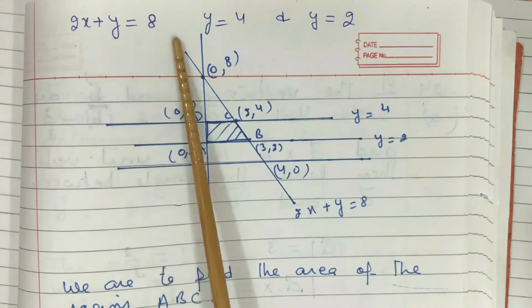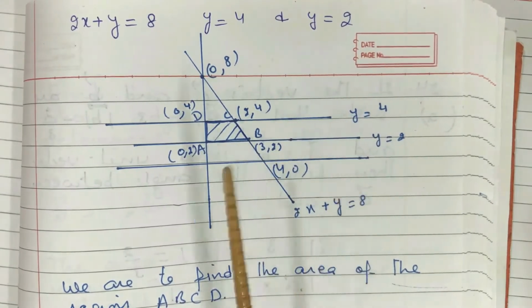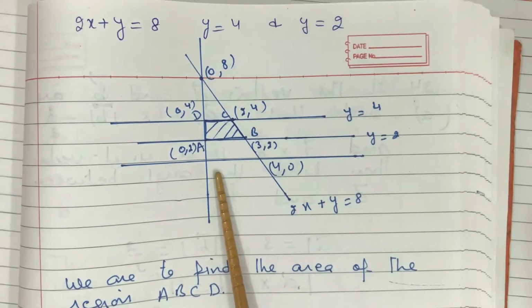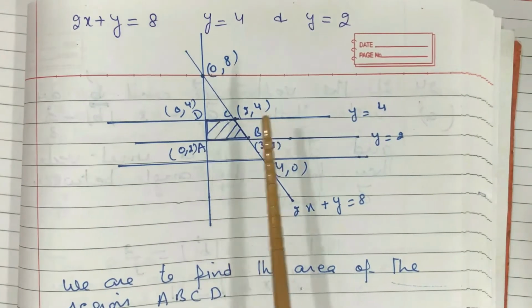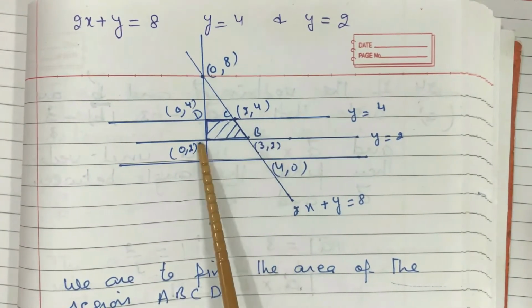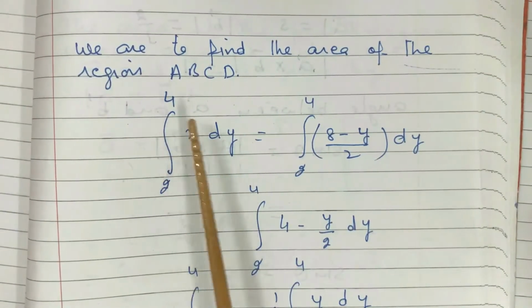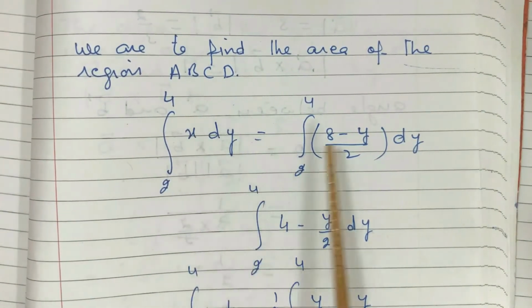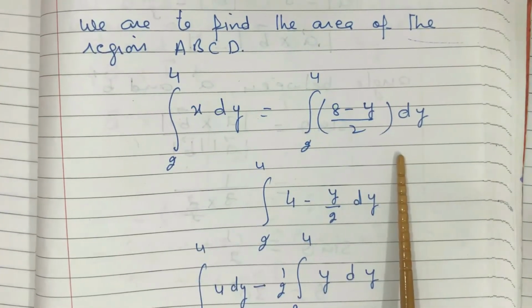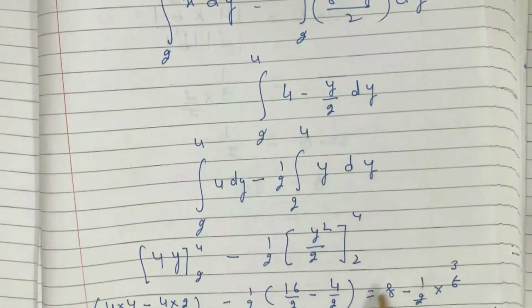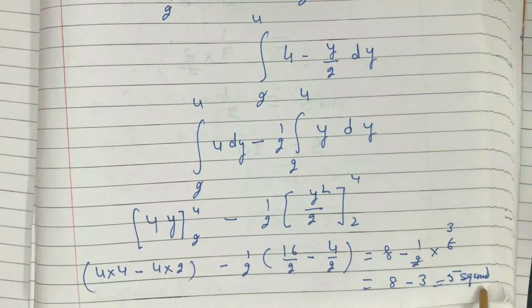Now 2x plus y is equal to 8, y is equal to 4, y is equal to 2. Draw the graph. You all know how to draw the graph of these lines. And you have to find the area of this portion. Area of this portion is integral from 2 to 4 of x dy. So this is the area, 2 to 4 x dy. X here is (8 minus y) upon 2. Now integrate it and simplify it and you will get the answer, that is 5 square units.